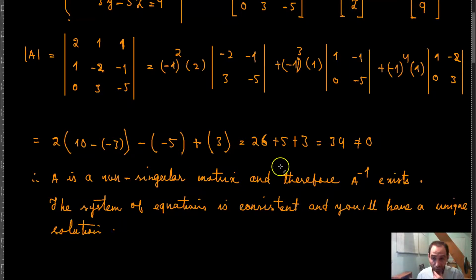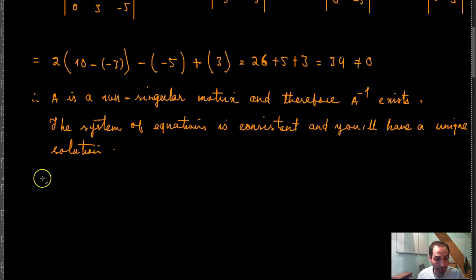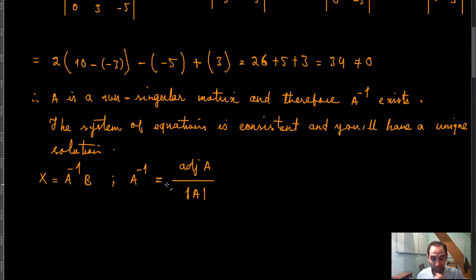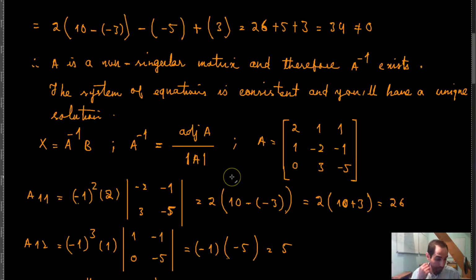Now, in order to get that solution, we know that X is equal to A inverse times B. To calculate A inverse, you write A inverse as the adjoint of A divided by the determinant of A. So first we need to find the adjoint of A. In order to calculate A inverse, we need the adjoint of A and divide that by the determinant of A, and this is the matrix A.